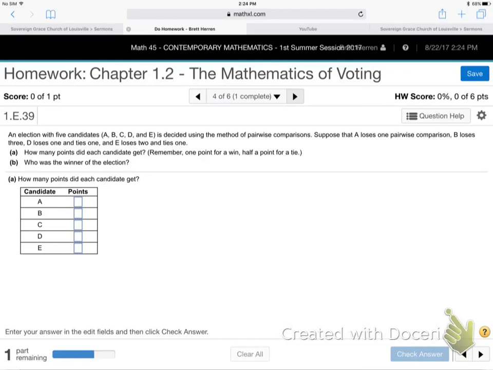All right, so an election with 5 candidates is decided by the method of pairwise comparison. How many points did each candidate get? Remember, 1 point for a win, half point for a tie. I didn't tell you, if they tie, they get a half a point. We didn't have anybody tie. If 2 candidates tie, like if it's exactly a tie in the vote, they get a half a point each.